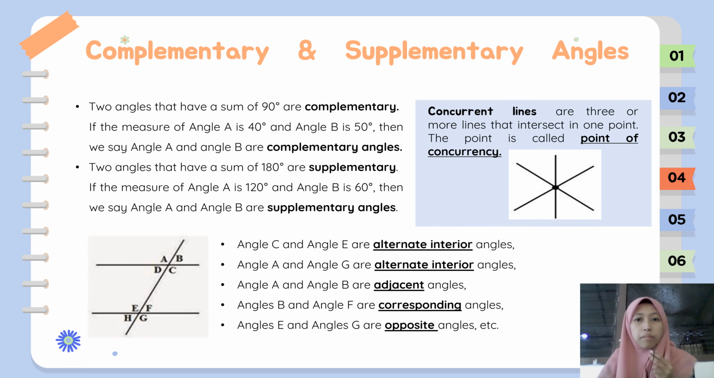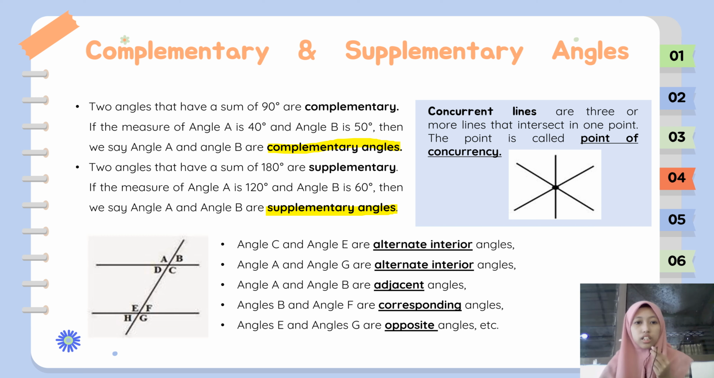Next is complementary and supplementary angles. Two angles that have a sum of 90 degrees are complementary. If the measure of angle A is 40 degrees and angle B is 50 degrees, then we say angles A and B are complementary angles. Two angles that have a sum of 180 degrees are supplementary. If angle A is 120 degrees and angle B is 60 degrees, then angles A and B are supplementary angles.